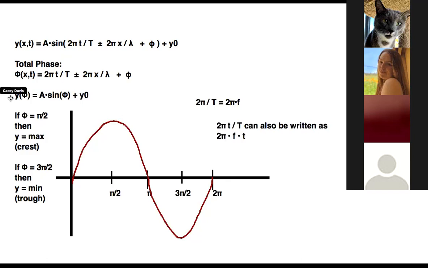And this is very useful for comparing two waves. If you're looking at two waves occupying the same space and you want to know, are they both at a crest? Are they both at a trough? Are they both somewhere in between? All you need to do is look at the total phase of each one and compare the results. You don't need the rest of the equation. If all you care about is whether it's at a crest, at a trough, or somewhere in between, you can just look at the total phase alone, and that'll tell you where you are. Any other questions on that so far?